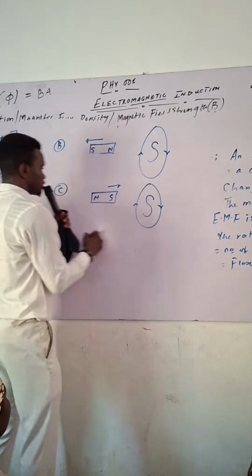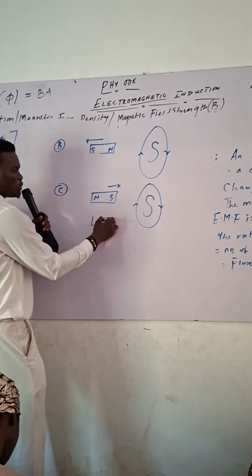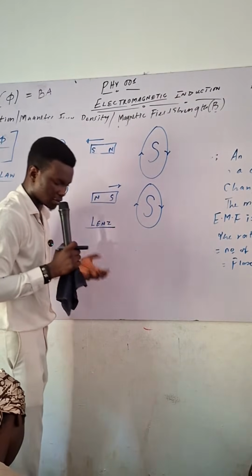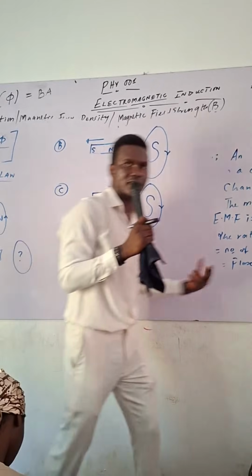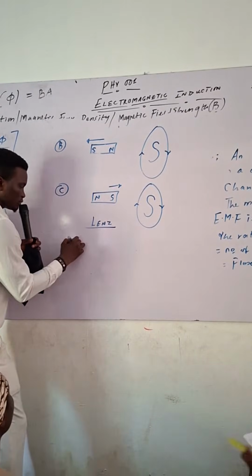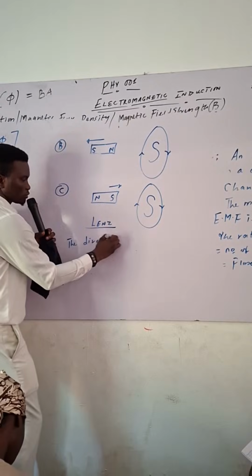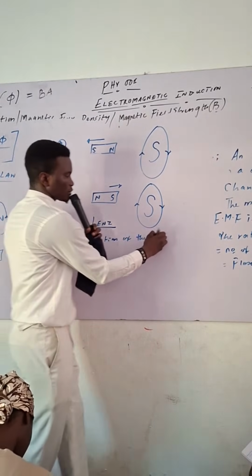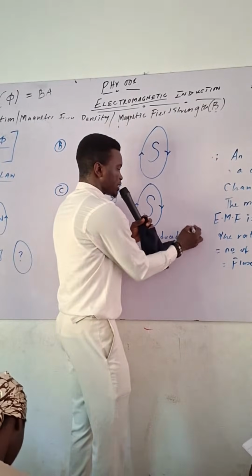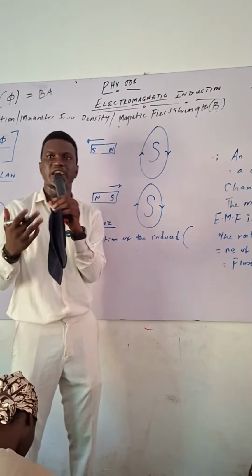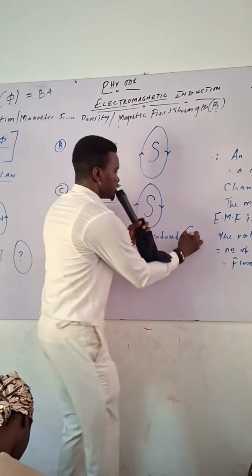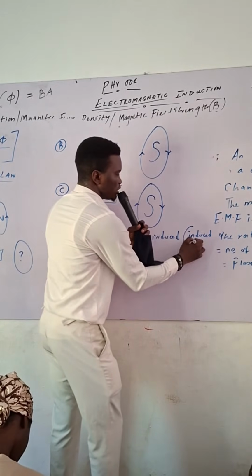So let's define Lenz law. I hope you are following what I'm doing. It's not to read stories. Have understanding. So Lenz law states that the direction of the induced currents, you can now open a bracket, that is the induced EMF. They can say induced currents, they can say induced EMF. The direction of the induced current, that is the induced EMF.